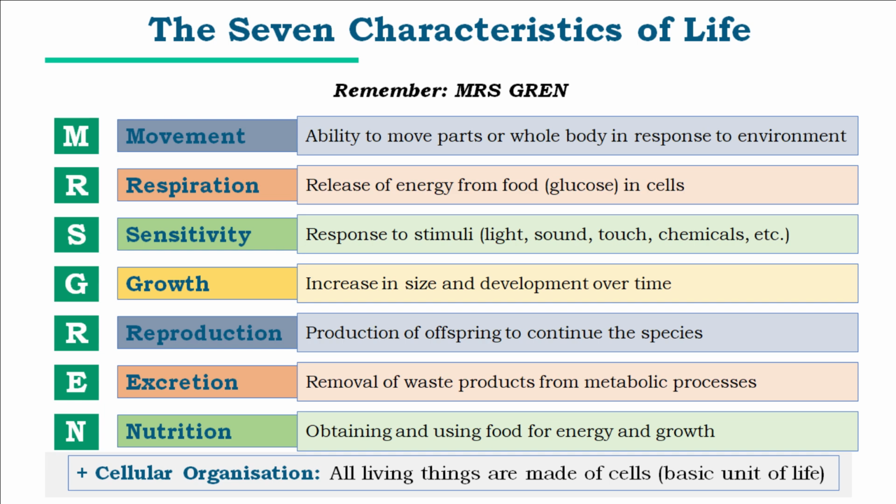G, or growth, is an increase in size and development over time. R, or reproduction, is the production of offspring to continue the species. E, or excretion, involves the removal of waste products from metabolic processes. N, or nutrition, refers to obtaining and using food for energy and growth.